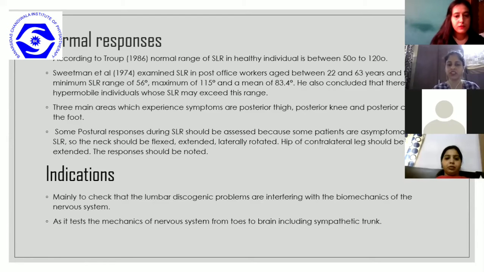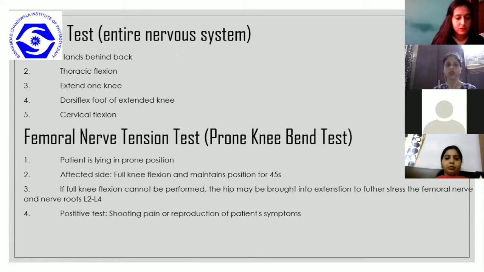Neck can be flexed, and I think I have already discussed the sensitizers with you: adduction, abduction, and foot dorsiflexion and plantar flexion. So mainly SLR is performed for the discogenic problems interfering with biomechanics and the mechanics of the nervous system, including the sympathetic trunk. So the slump test, I'll just go through the points again and then I'll show you how it is performed.